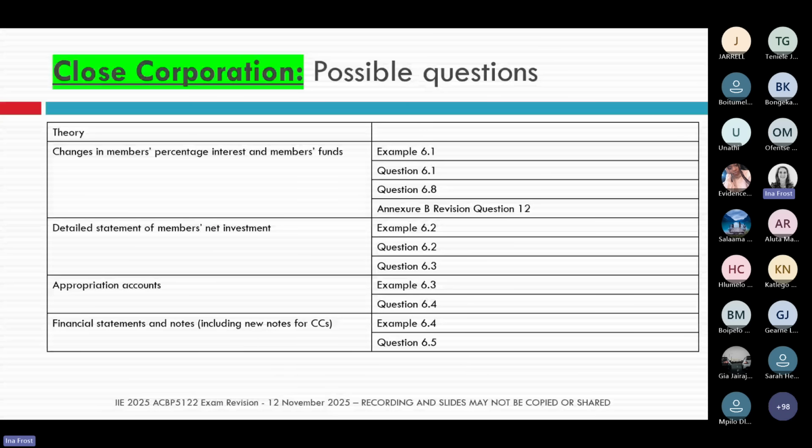Other closed corporation questions, there's quite a lot also in Learning Unit 6. So there's both good examples and good questions that you can practice for Learning Unit number 6. Any more questions from our participants?